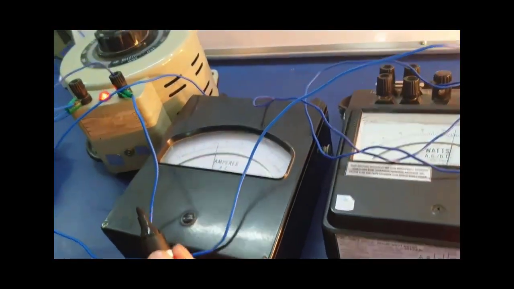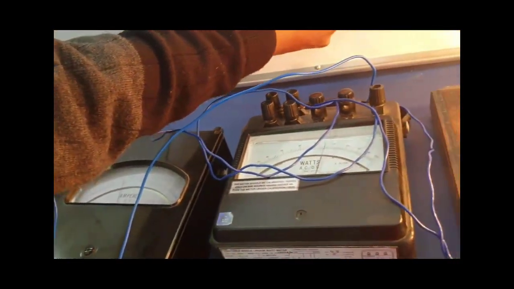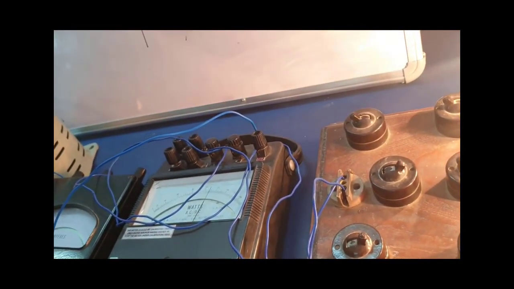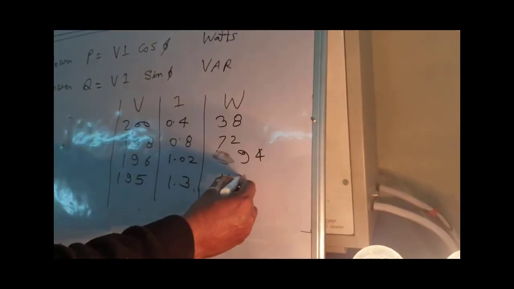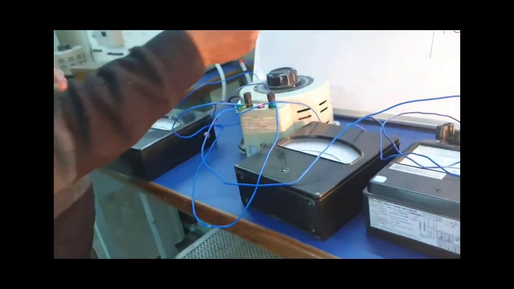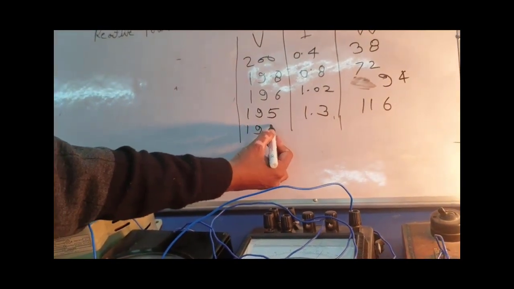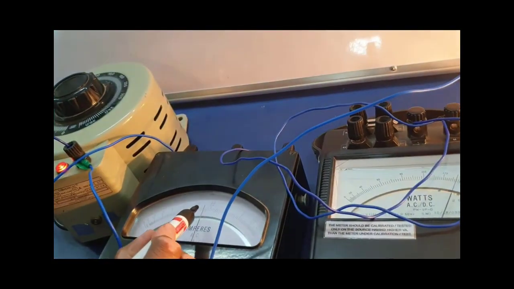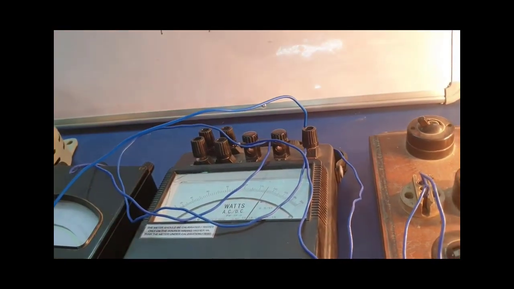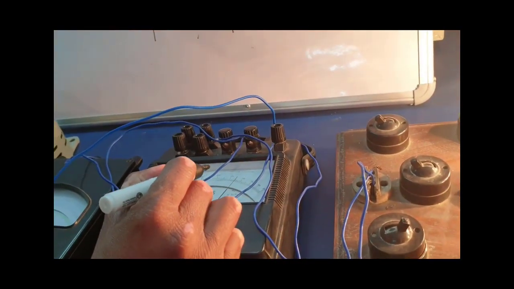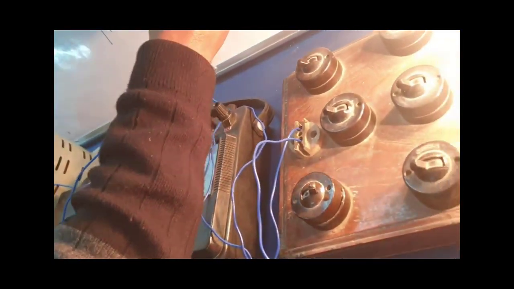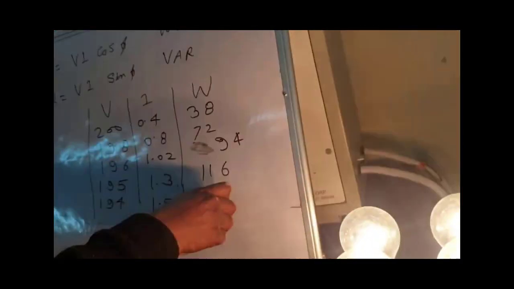Next, with four bulbs on, the readings are 195 volt, 1.3 ampere, and the power is 116. Similarly, the last reading: 194 volt, the current observation here is 1.5, and the watt reading is 132. So these are the observations.